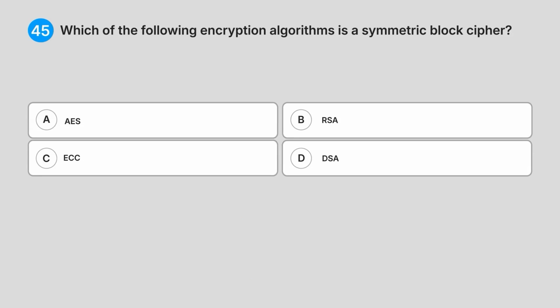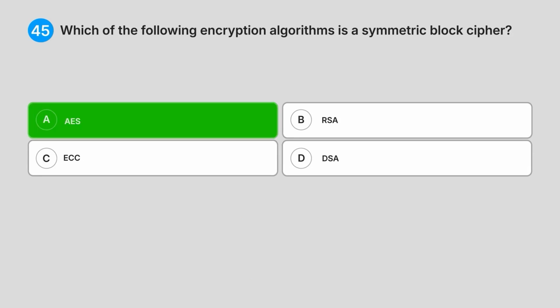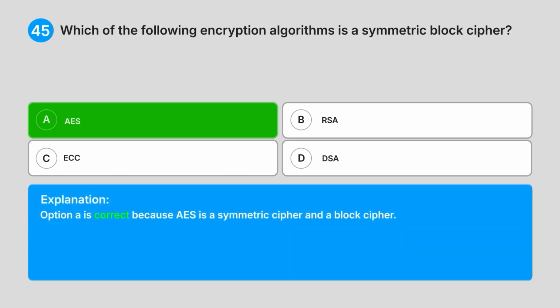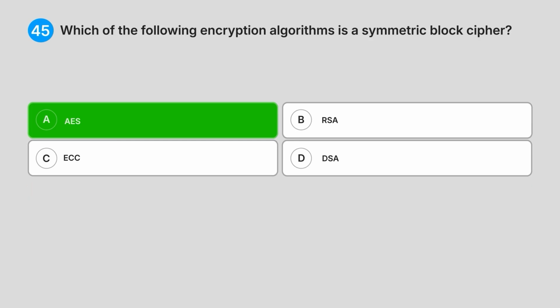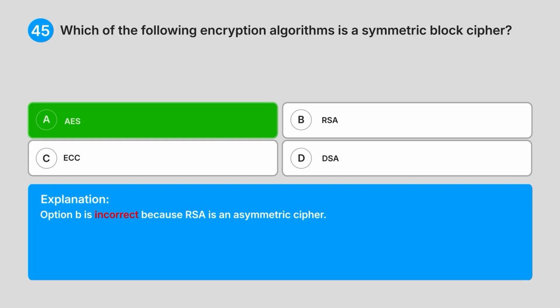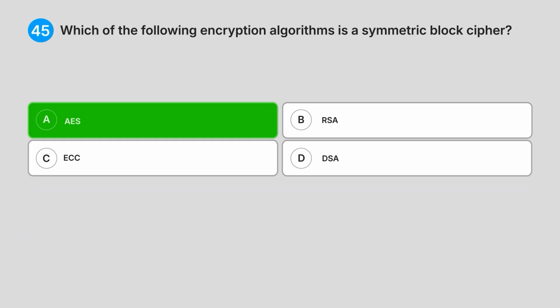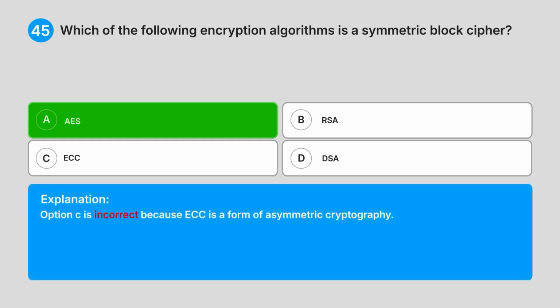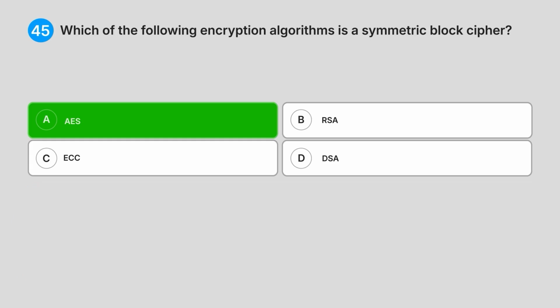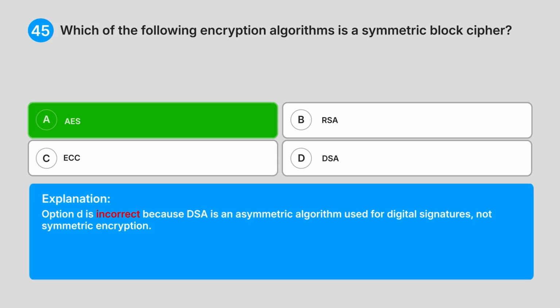Correct answer: A. AES. Explanation: option A is correct because AES is a symmetric cipher and a block cipher. Option B is incorrect because RSA is an asymmetric cipher. Option C is incorrect because ECC is a form of asymmetric cryptography. Option D is incorrect because DSA is an asymmetric algorithm used for digital signatures, not symmetric encryption.